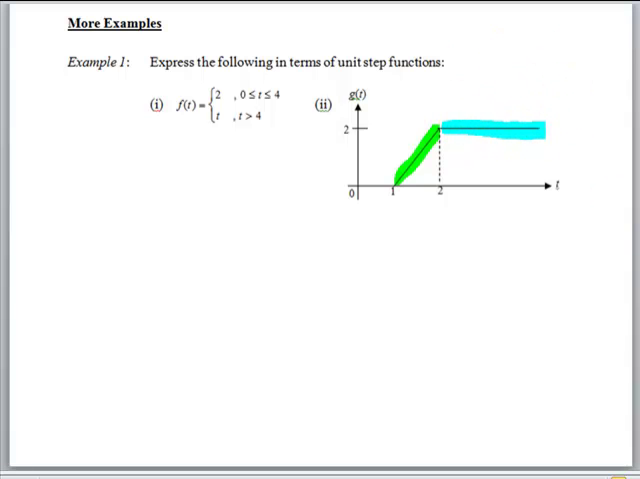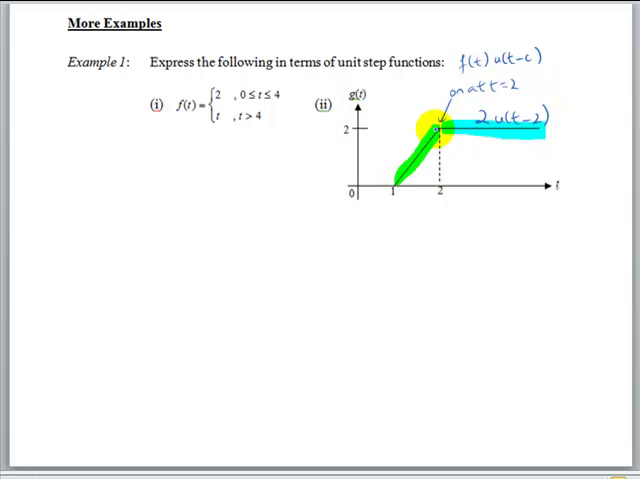Now let me attack the easier one, which is the horizontal line. I have a horizontal signal at 2, which only turns on, because look at the blue color, the line only turns on at 2 o'clock. So the original signal 2 turns on at 2 o'clock. It belongs to this type: original signal turns on at c. So I write it as the original signal 2 turns on at 2. That's for the blue color part.